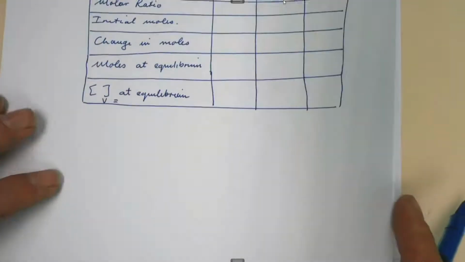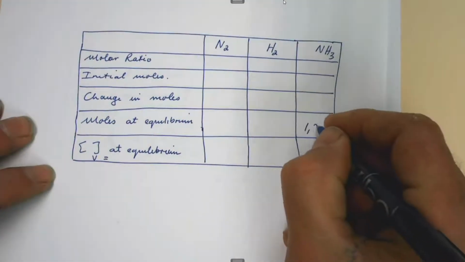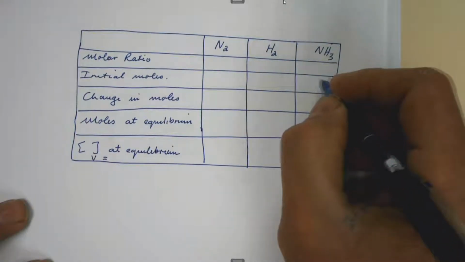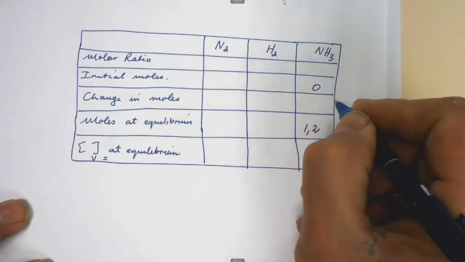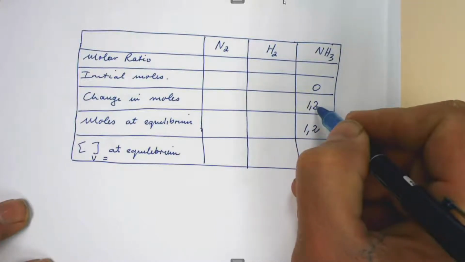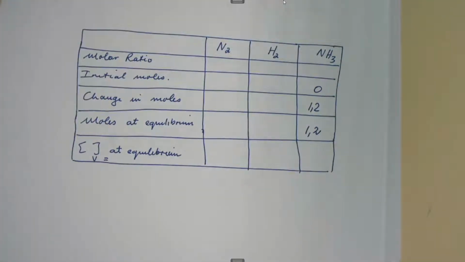So now I can go to my table and I can say at equilibrium, I there had 1.2 moles. So that comes directly from that calculation. That was the number of moles present at equilibrium. All right. Now at the start, it didn't say anything that I started with some ammonia, so that would be 0. Then also the change must be 1.2 because I started with 0, 1.2 moles forms, and then 1.2 moles will be there at equilibrium. Now let's fill in our ratio.